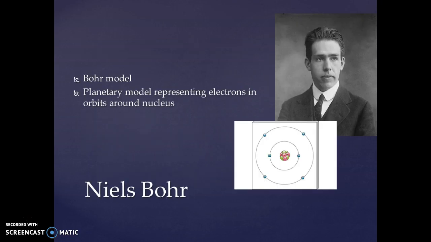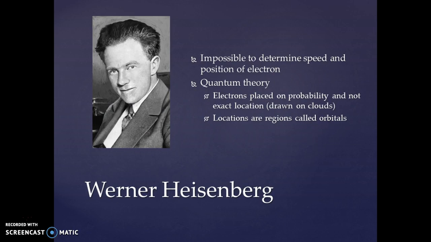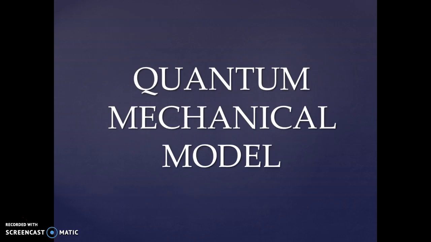And Niels Bohr was next with the Bohr model, and he gave us a definite shape of the atom and the different clouds that the nucleus has traveled in. And Werner Heisenberg came next behind him, and he pretty much showed that it was impossible to determine the speed and position of an electron both at the same time, which gave us the quantum theory model next, and this was because the electrons placed were on probability and not exact locations. So due to this, we began drawing them on clouds called orbitals, and this gave us the quantum mechanical model.